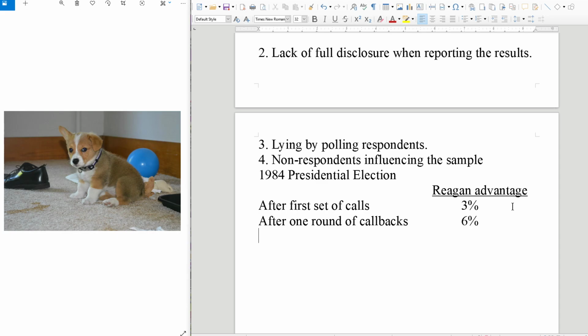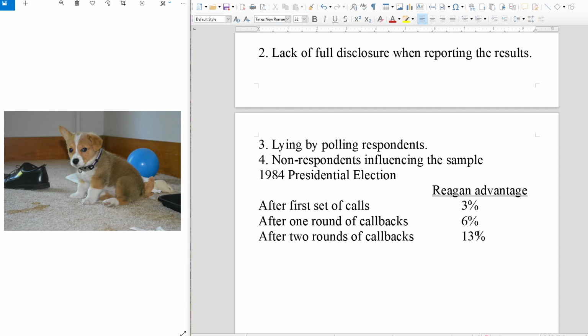Okay, well, the second night there were still some people who weren't home. So after 2 rounds of callbacks, now the Reagan advantage went up to 13%. Essentially everybody in the 3rd round of calling was for Reagan for some reason. So for some reason, Reagan voters were a lot less likely to be home than Mondale voters. And had you only done the survey without any callbacks, you'd think Reagan had a tiny lead, when in fact Reagan had a huge lead.